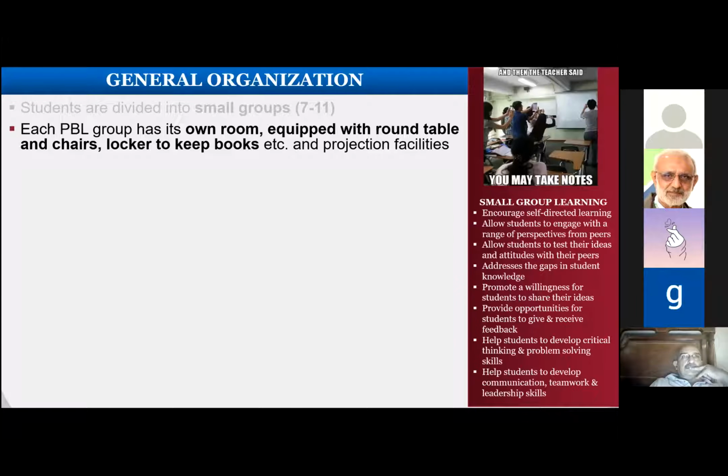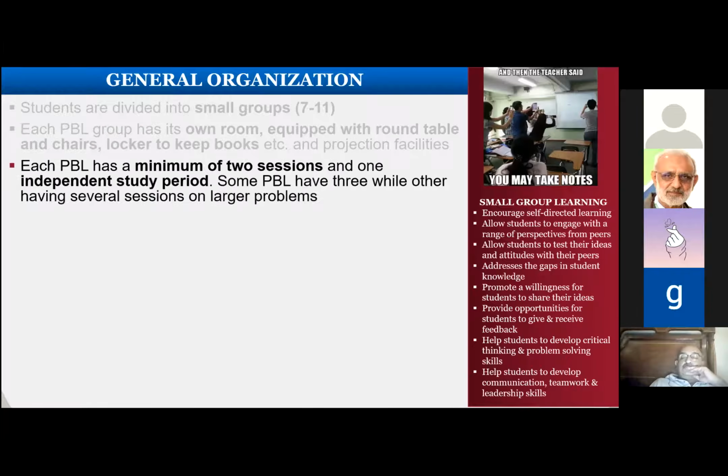So whatever is being written on the blackboards or the whiteboards, the students need to take a picture of it for their reference. And the projection facilities are no more available because the overhead projectors are no more in use, and usually the universities don't provide the LCD projectors for PowerPoint presentations. Each PBL has a minimum of 2 sessions with 1 independent study period.